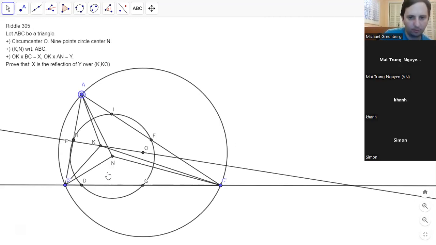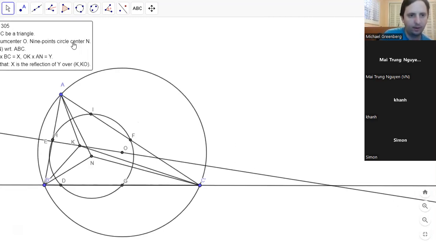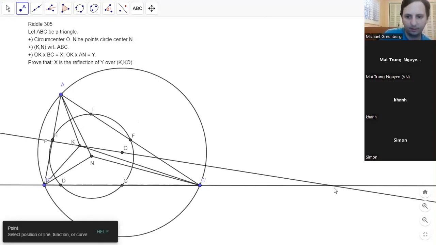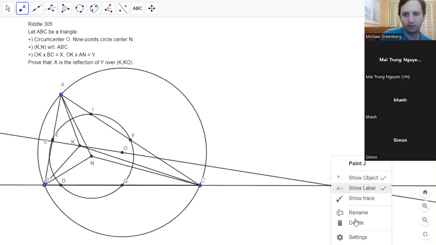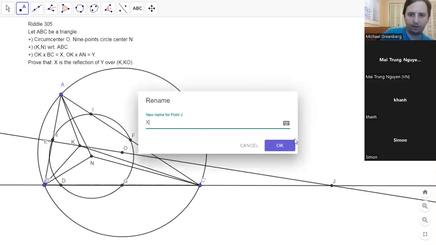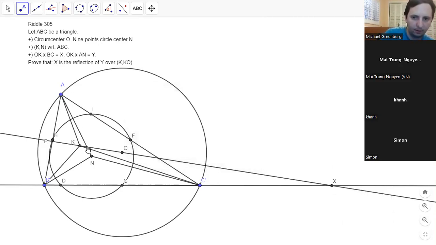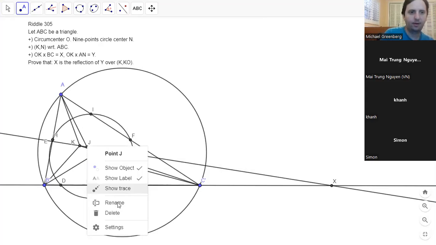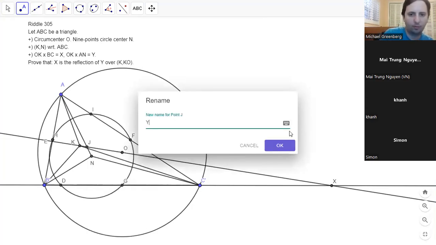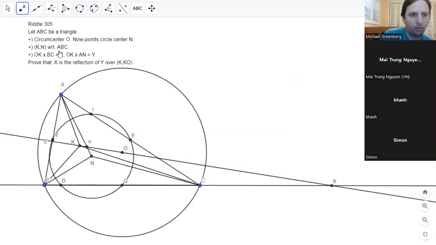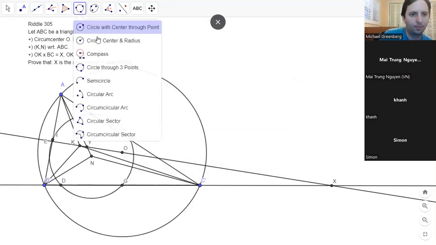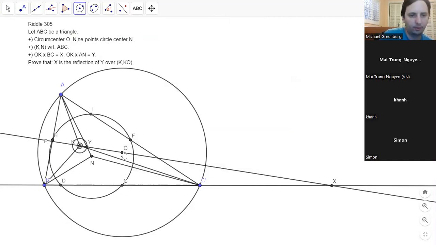Okay, so OK intersects BC at X, and it intersects AN at Y. Yeah, and you want to show X is the reflection of Y over that circle. So basically we want to show that YK times XK is OK squared, is what we want to show.